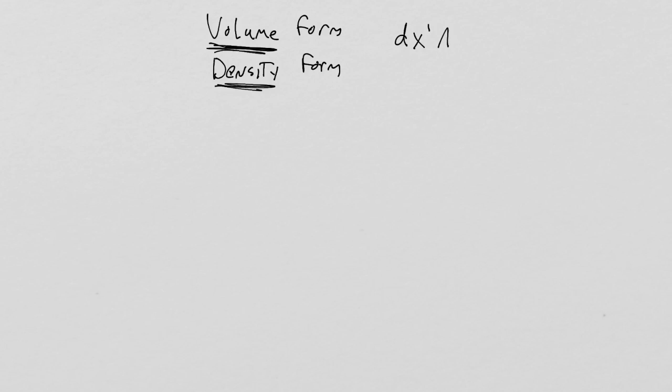dx1 wedge dot dot dot wedge dxn. It's the basis vector of your top form space, right? So it's the basis vector of this space. And remember, we're dealing with a coordinate system, right? This is obviously in the coordinate basis.